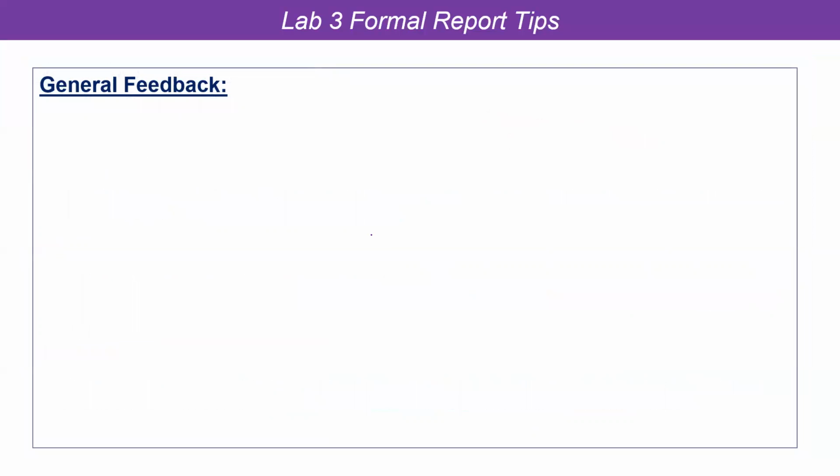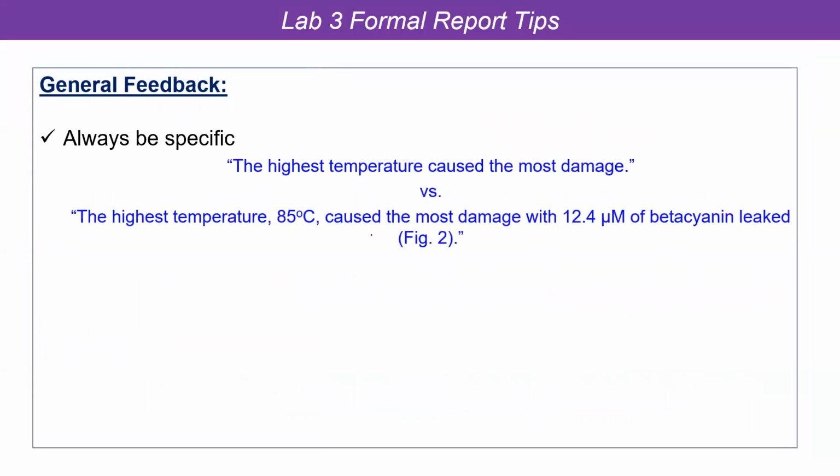So a couple other general things. First of all, be specific. Always give the amount of detail so that I fully understand what you're talking about. If you're going to be vague, it's really hard to understand what you're talking about, particularly if I have never done this experiment before. I want you to be specific. That's important for technical scientific writing.